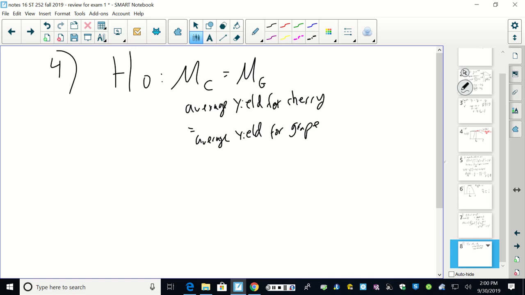So you prefer for us to do both, or just write average yield for tomatoes? You could just write the averages, that's fine. It is the symbol that we would use for that type of thing in the models, right? And then an alternative, that they're not equal to each other. And we're going to calculate the average for the cherries and the average for the grapes.